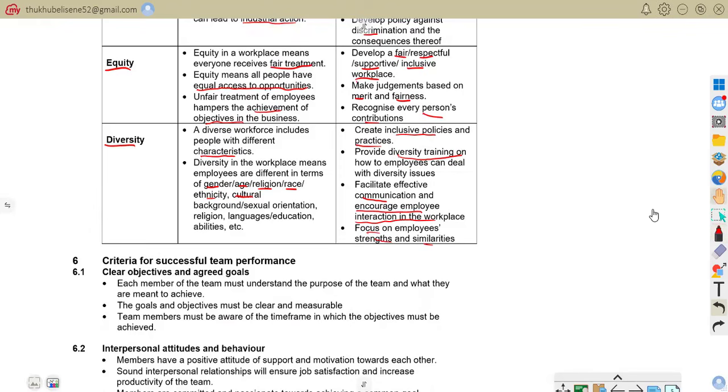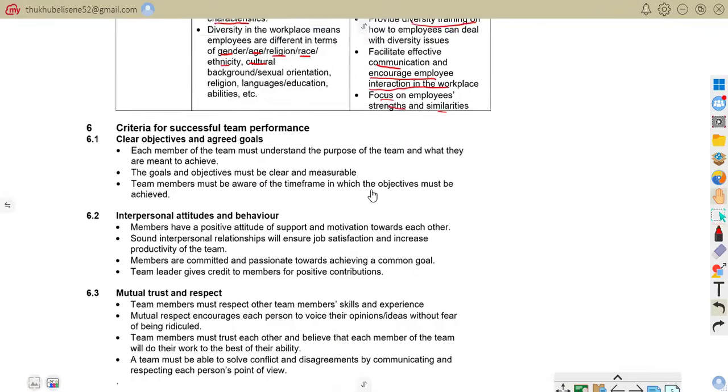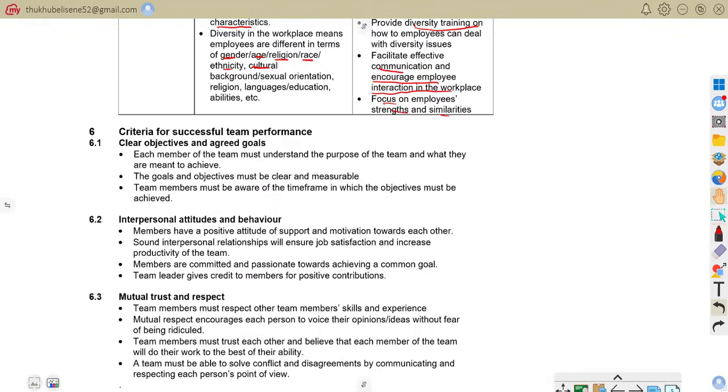So now let us move on to the criteria. Now we move on to criteria for successful team performance. So clear objectives and agreed goals. So objectives must be clear and also the goals being agreed. Each member of the team must understand the purpose of the team, what they are meant to achieve.